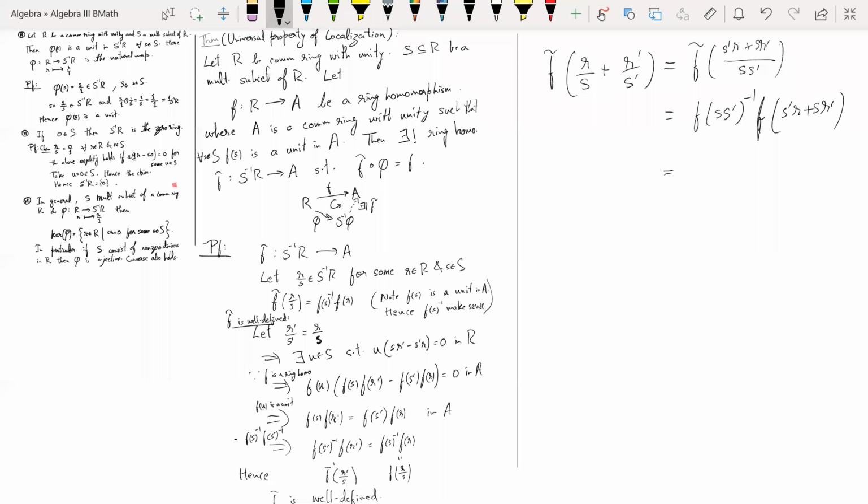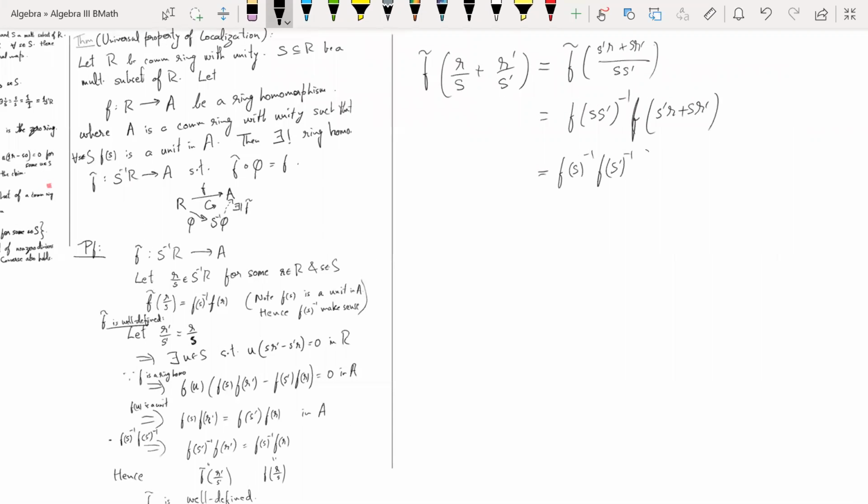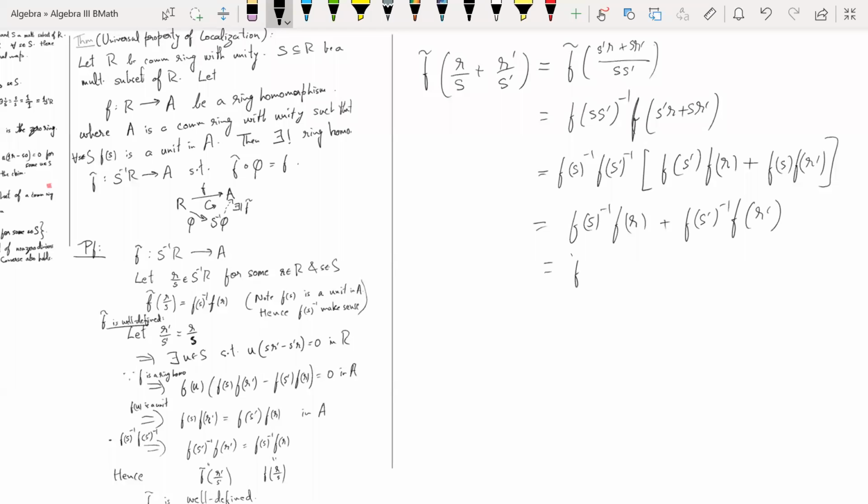And this is the same because f is a ring homomorphism. This is fs inverse fs prime inverse, and the remaining term becomes f of s prime f of r plus f of s f of r prime. Then if you multiply this through, f of s inverse and f of s prime inverse and f of s prime cancel out. So what you get is f s inverse f of r plus f of s prime inverse f of r prime, which is f tilde of r over s plus f tilde of r prime over s prime.